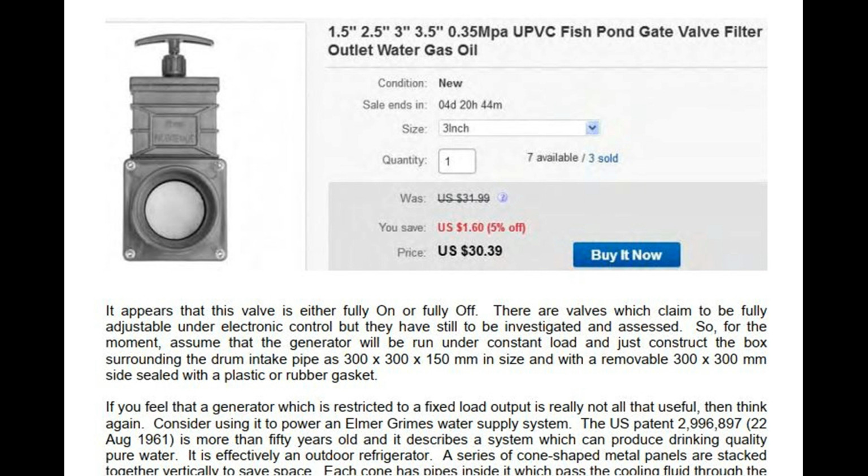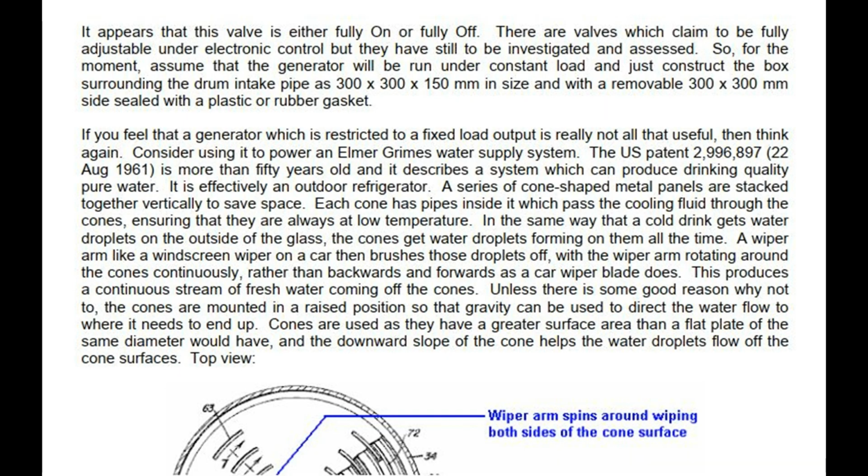A series of cone-shaped metal panels are stacked together vertically to save space. Each cone has pipes inside it which pass the cooling fluid through the cones, ensuring that they are always at low temperature. In the same way that a cold drink gets water droplets on the outside of the glass, the cones get water droplets forming on them all the time. A wiper arm like a windscreen wiper on a car then brushes those droplets off, with the wiper arm rotating around the cones continuously, rather than backwards and forwards as a car wiper blade does. This produces a continuous stream of fresh water coming off the cones.